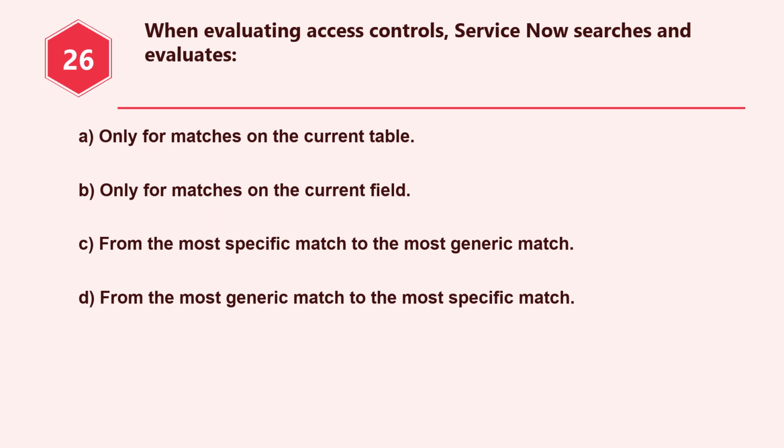Option A. Only for matches on the current table. Option B. Only for matches on the current field. Option C. From the most specific match to the most generic match. Option D. From the most generic match to the most specific match.